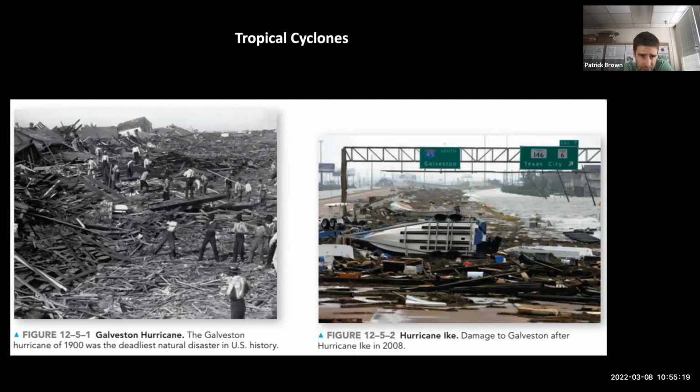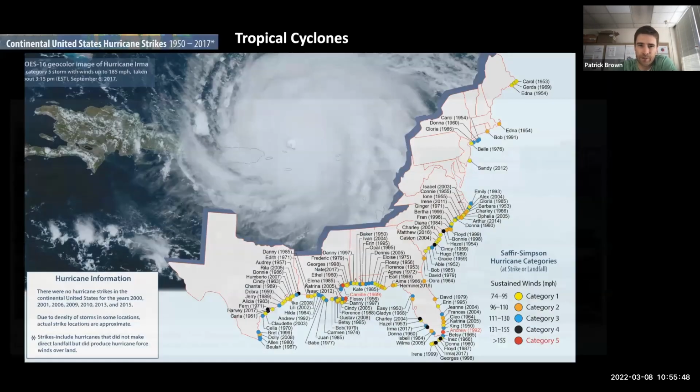On the left is a kind of famous hurricane from early on, 1900, Galveston, Texas. Just total devastation from that 1900 Galveston hurricane. And then on the right is from Hurricane Ike, which is in the same location in 2008, on the Gulf Coast. So wind is a big factor in terms of the damage that we see.